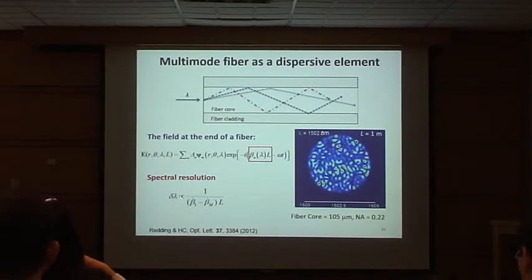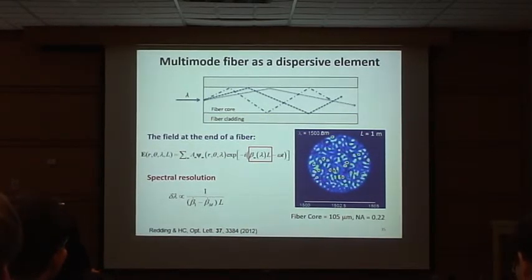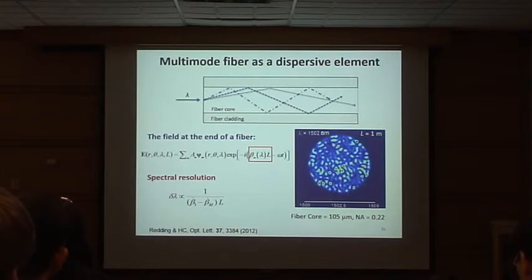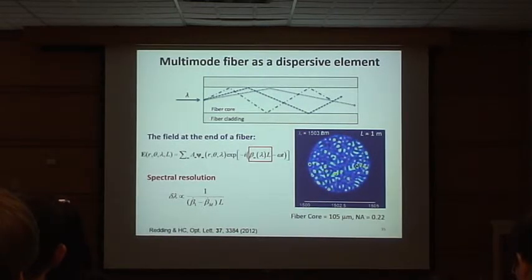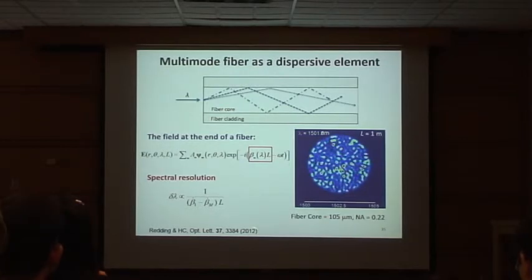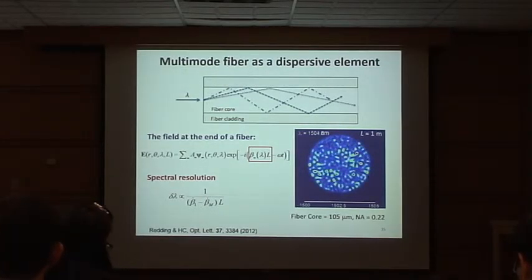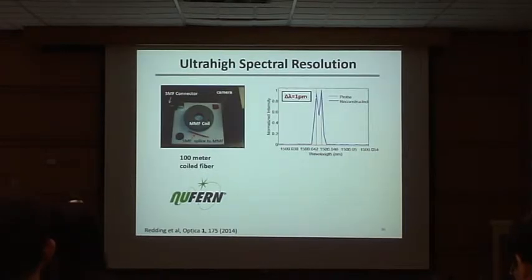So actually the resolution is inversely proportional to the length of the fiber, and also it depends on a differential velocity, which I will not get into in detail. So this is 1 over the path length. That means for a longer path length, we have better resolution. So how long can we go? Let's say 100 meters. That's not that long, actually. The transmission is almost 100%.